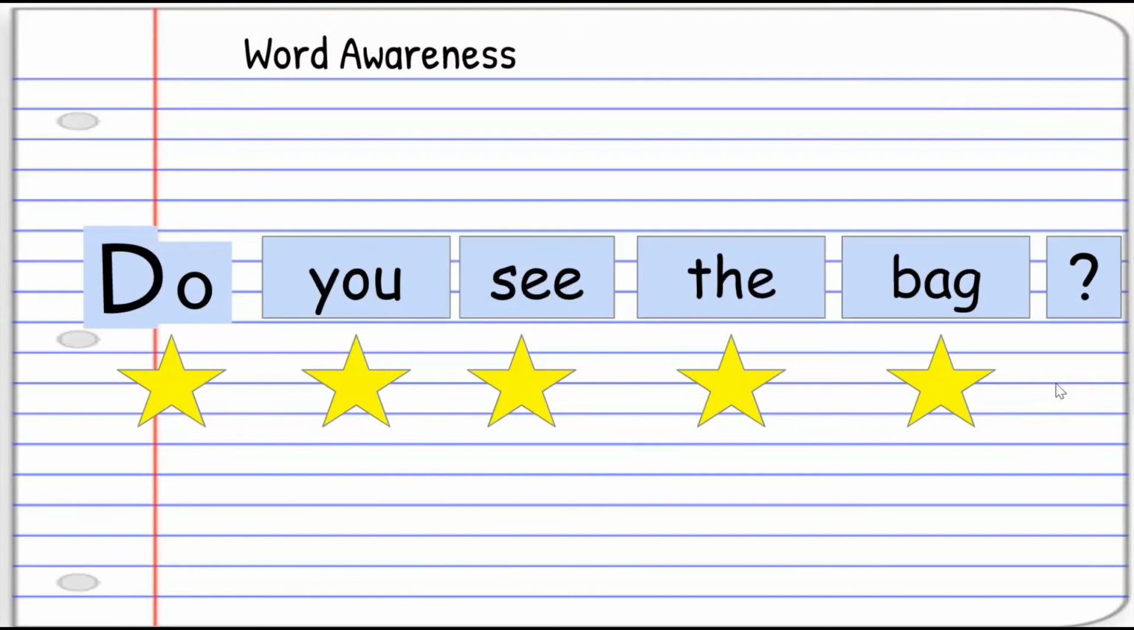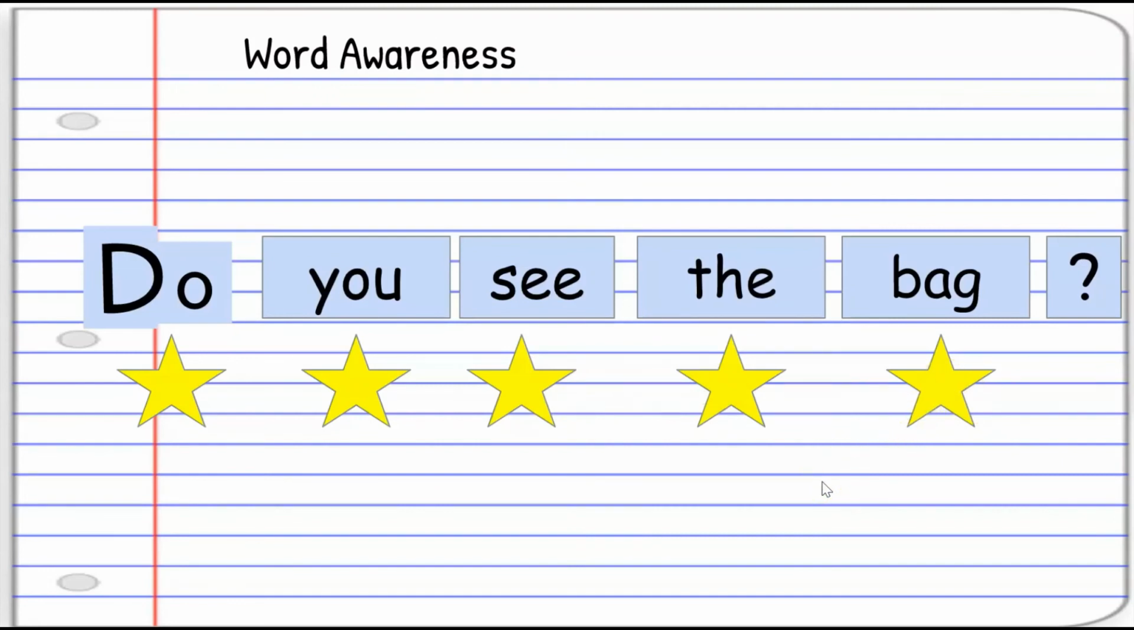We've been talking about question words in reading, so we're going to practice questions in phonics as well. This sentence is complete. I know this because there's an uppercase letter and there's a mark telling me when to stop. And this sentence has a question mark, and there's words in my sentence. Let's read the sentence to make sure it makes sense. Do you see the bag? Do you see the bag?